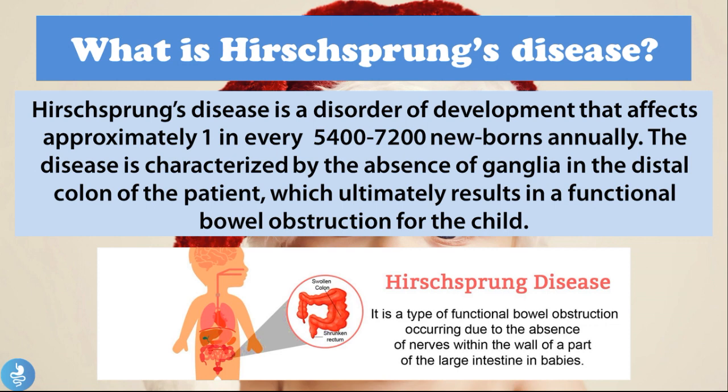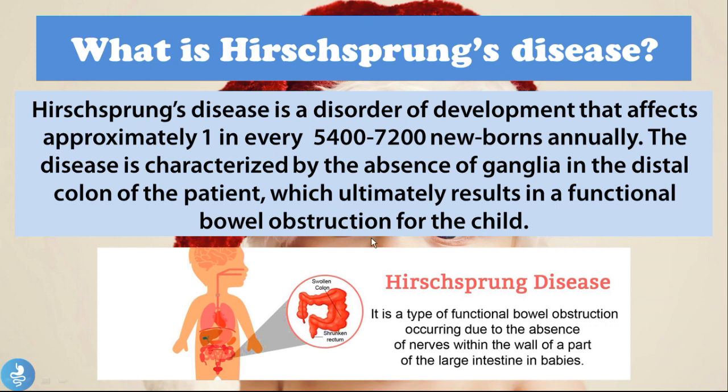So from the definition of the disease, we get that it is a developmental disorder, so it usually will affect newborns because a developmental disorder means that there's something wrong in the development of the fetus, and when the baby is born, we are able to appreciate the signs and symptoms that the baby presents with. We also get that it occurs in approximately 1 in every about 6,000 children every year. And the most important part here being that there is an absence of ganglia or nerve cells that occurs in the distal colon of the patient.